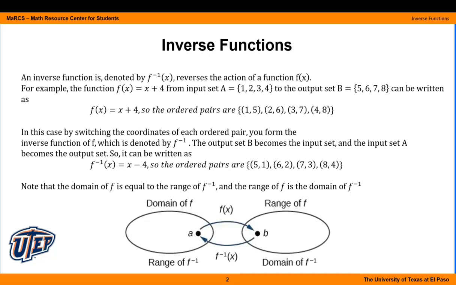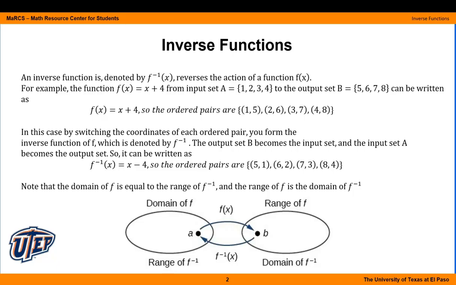An inverse function is denoted by f inverse of x, and it reverses the action of a function f of x. For example, the function f of x equals x plus 4 has an input set A, which is equal to 1, 2, 3, 4. This will map to the output set B, which is equal to 5, 6, 7, 8. And it can be written as f of x equals x plus 4. So the ordered pairs are (1, 5), (2, 6), (3, 7), and (4, 8).